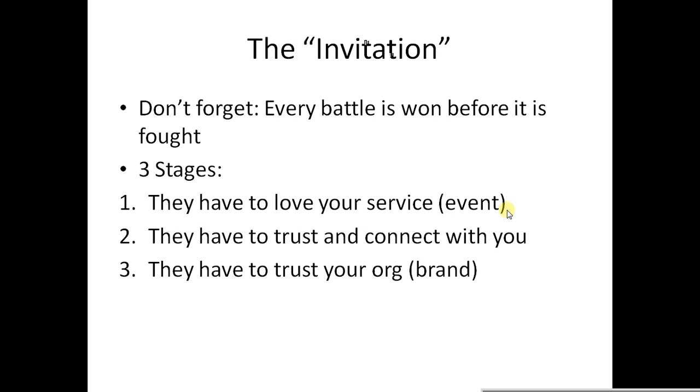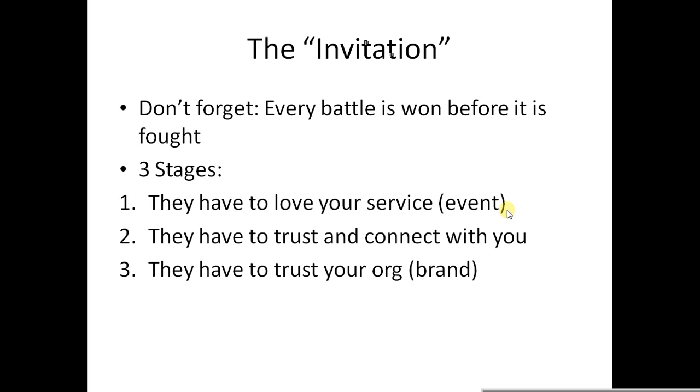Now, these are the three stages in winning this battle. They have to love your service. They have to love the events that you put on and the things that you do in your organization. They have to trust and connect with you. So if someone trusts and connects with you, you'll be willing to give them things. I mean, think about some of your close friends. The reason why you two are friends is because they trust you and they have connected with you on a deeper level. That's why they're your friends.